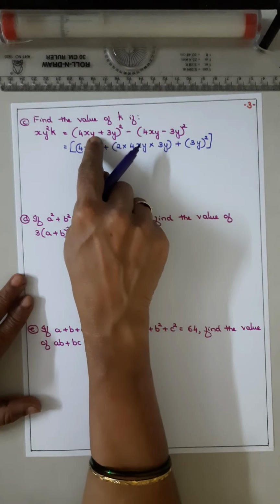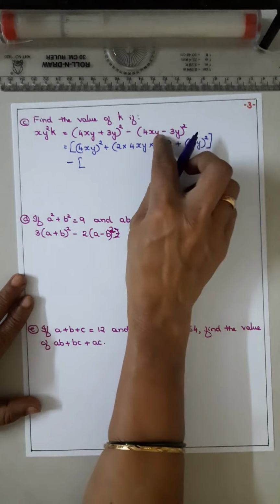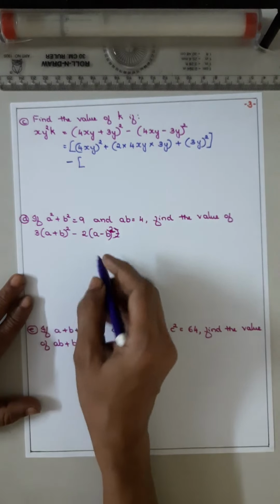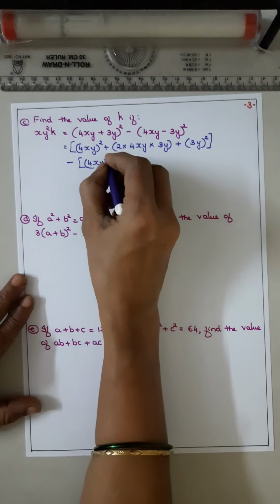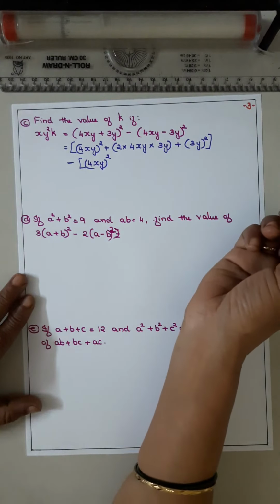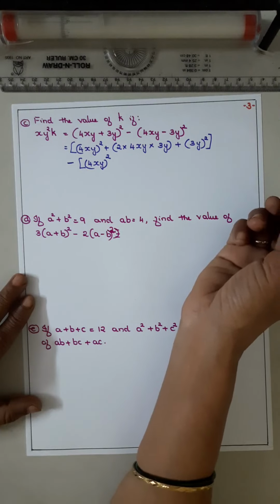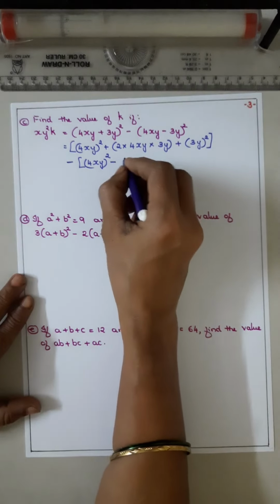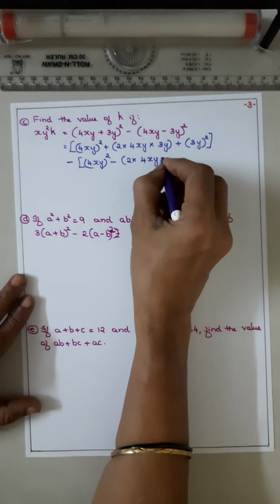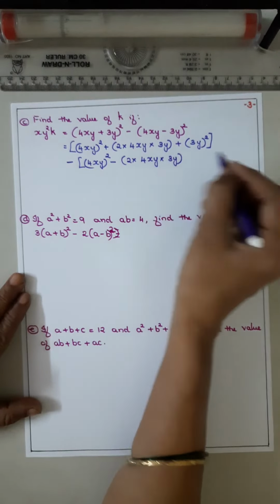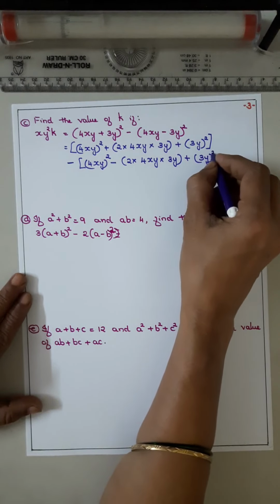That is the first. Now minus this. This is the second identity. So (4xy) the whole square. (a minus b) the whole square, it is a squared minus 2ab plus b squared. So here it will be minus 2 into 4xy into 3y plus (3y) the whole square.